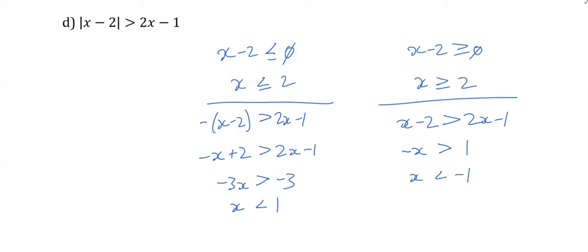Is everybody good? So, case number 1, x is less than 1 is the solution. If any part of that solution is in the domain of case 1, then those count as answers. So are any numbers that are less than 1, are they less than or equal to 2? Which ones? All of them. So case number 1 is going to have some solutions.